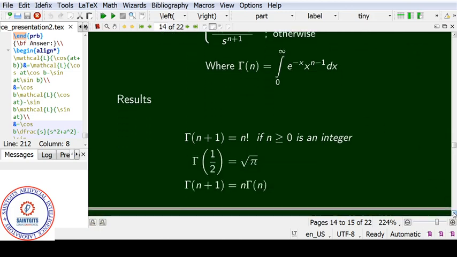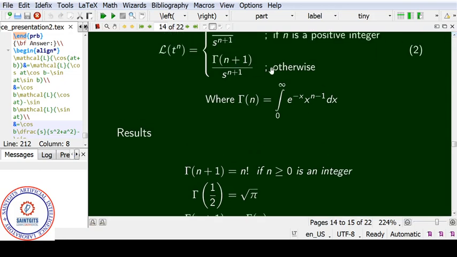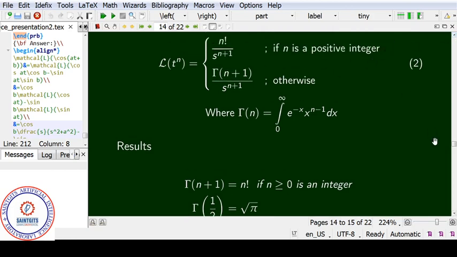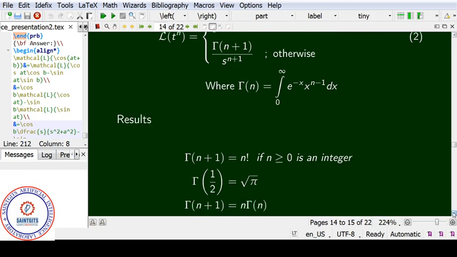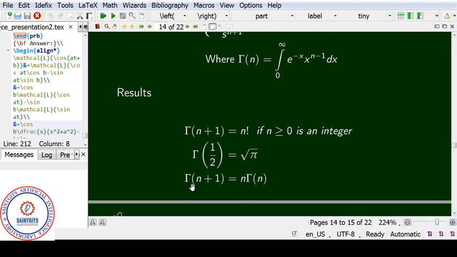There are some useful results related to the gamma function. Gamma of n plus 1 is n factorial when n is a positive integer. That is, here if n is a positive integer, this gamma of n plus 1 automatically becomes n factorial. So we got the first result in this condition. And again gamma of 1 by 2 is equal to root pi. Gamma half equal to root pi. And again gamma of n plus 1 is equal to n gamma n. This is another recursive relation. Gamma of n plus 1 is equal to n into gamma of n.